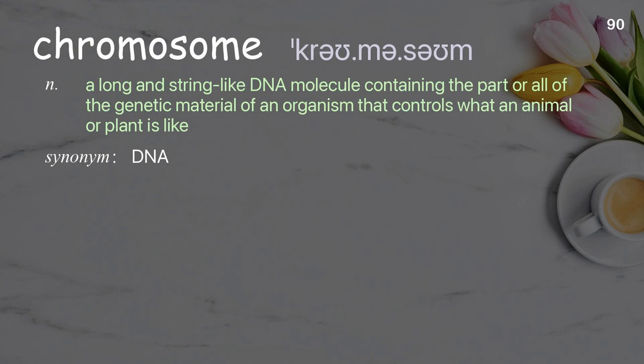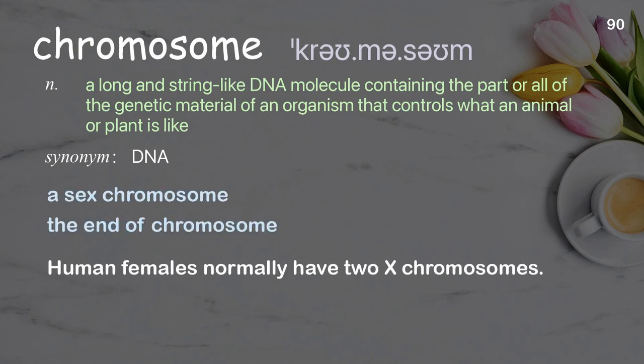Chromosome: a long and string-like DNA molecule containing part or all of the genetic material of an organism that controls what an animal or plant is like. Examples: a sex chromosome, the end of chromosome. Human females normally have two X chromosomes.